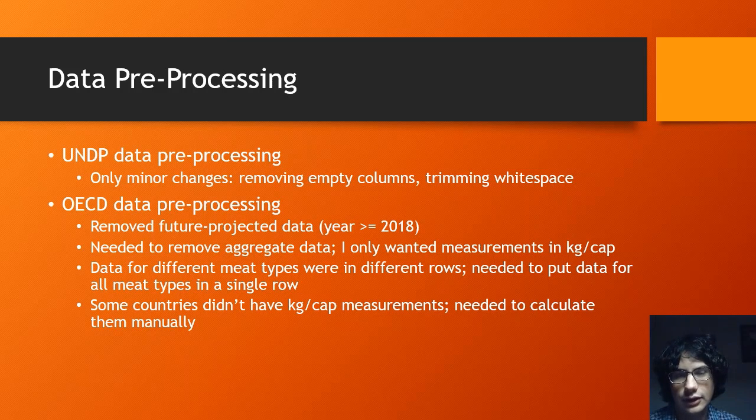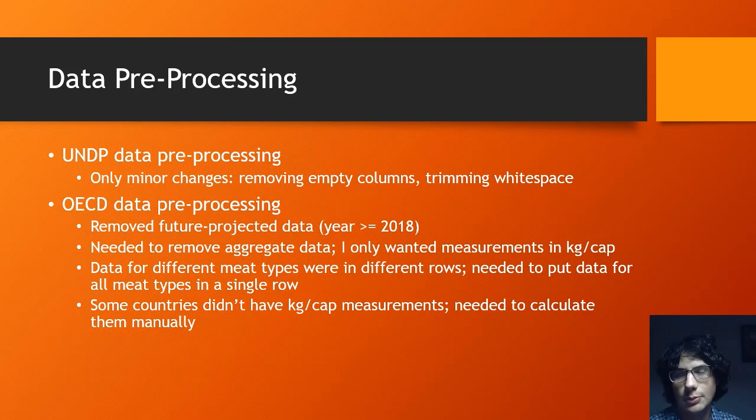Okay, so data preprocessing. For the United Nations data, preprocessing was fairly simple: trimming white space in columns, removing blank columns. The OECD data was a little bit trickier. I had to remove future projected data. The data set included data that was not actual data but projections, so anything with a year above 2018 I removed. I only wanted measurements that were in kilograms per person of meat consumption. I didn't want the data that was in thousands of tons the whole country consumes, so I got rid of all that aggregate data.